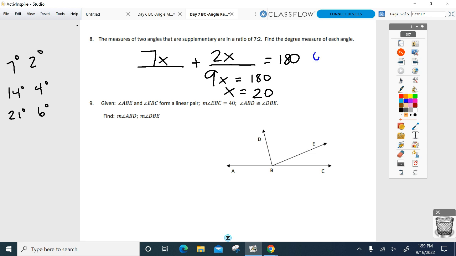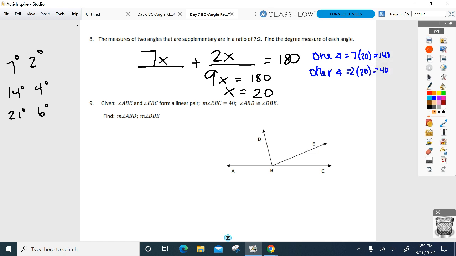All right, so what's one angle? 7 times 20 is 140. Other angle, and I don't care how you label it here. Other angle, 2 times 20, 40. And how can I check this very quickly that I got the correct answers? They should add to 180. They should be supplementary, which they are.